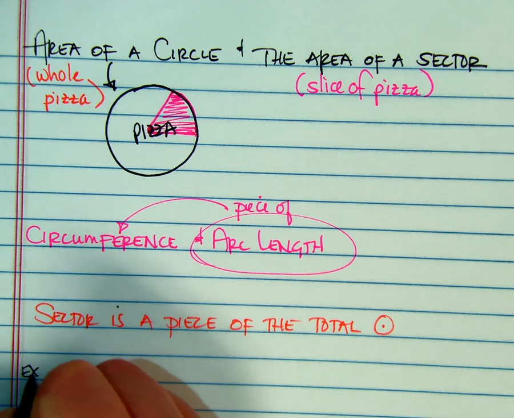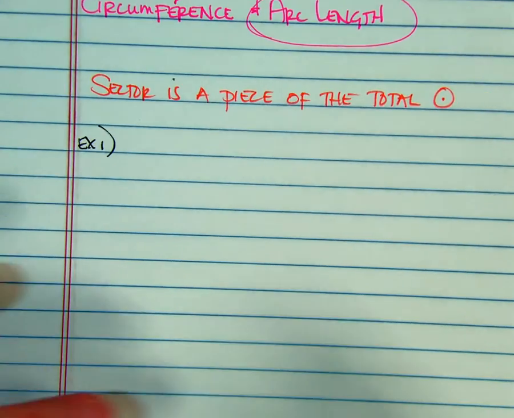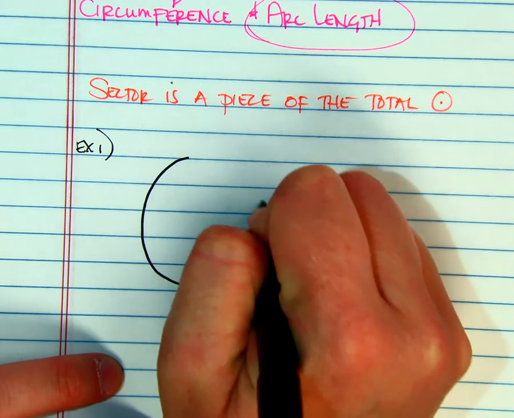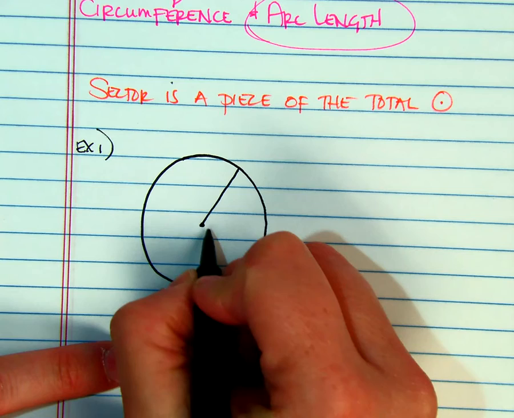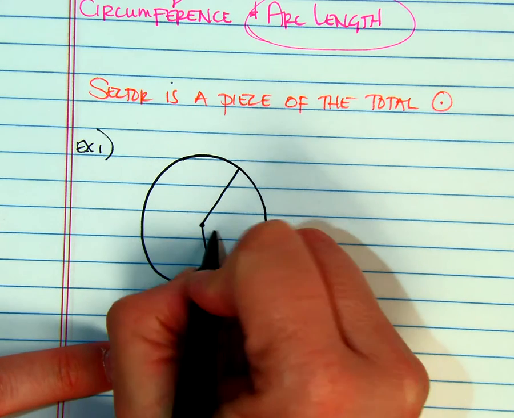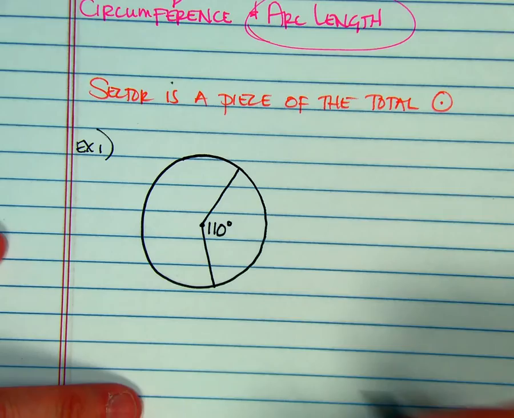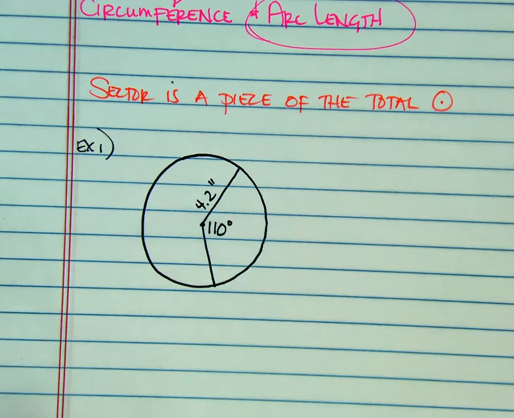So example 1. And I'm going to make these a little bit bigger because I know they got really small on the last video. Okay, so we have the center here. And let's say that this is 110 degrees. So the central angle is 110 degrees. And let's say that this is 4.2 inches.